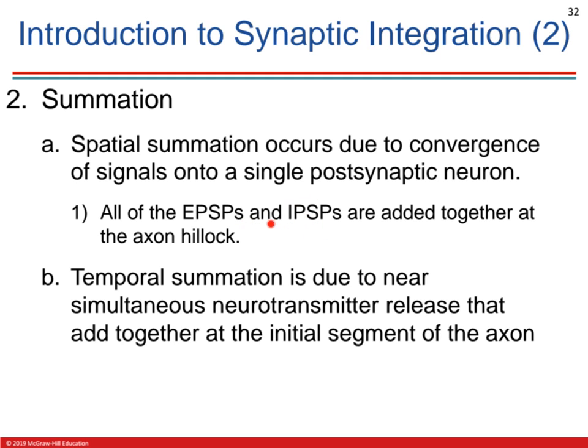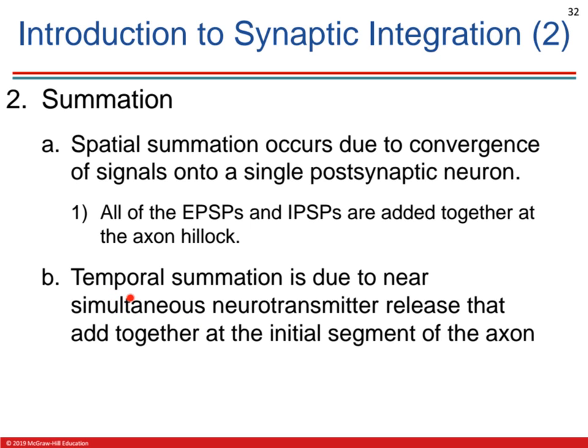So in other words, the signal will die out and you won't have an action potential. So there's a sort of a decision made every time an action potential is generated. Is the summation great enough? Is it supra-threshold, meaning is it above threshold? And should the postsynaptic cell generate an action potential? So spatial summation, again, is convergence onto different dendrites of a single postsynaptic neuron.